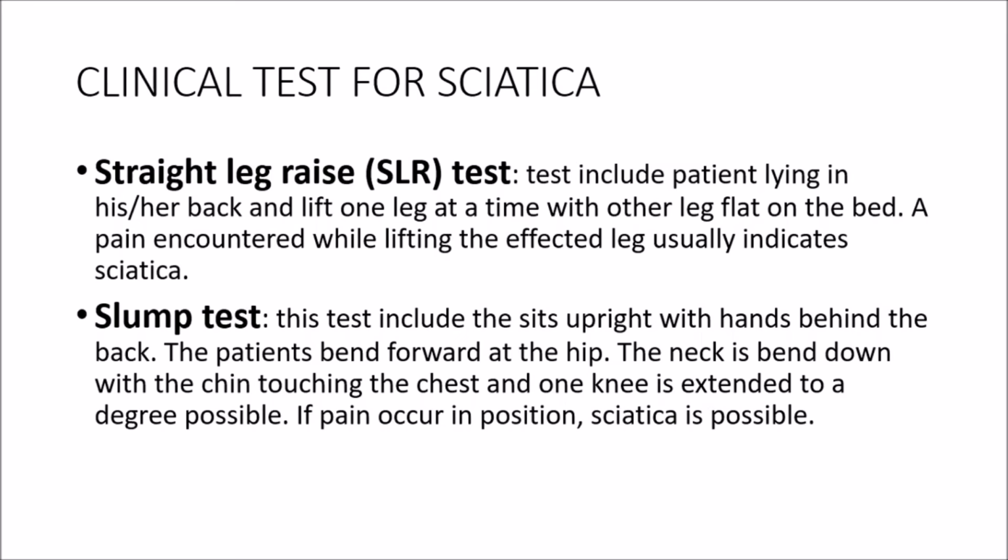So there are different ranges to diagnose sciatica, whether a nerve is involved or whether other structures of the hips or the SIJ are involved. Another is the slump test, which may be performed in a sitting position. With the hands behind the back, the patient bends forward at the hip, the neck is bent down with the chin touching the chest, and one knee is extended to the degree possible. If pain occurs in this position, sciatica is possible.